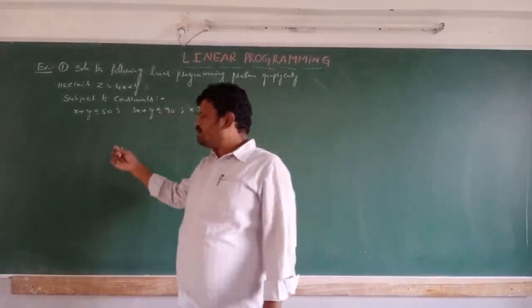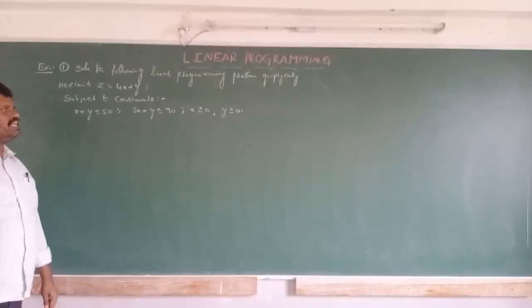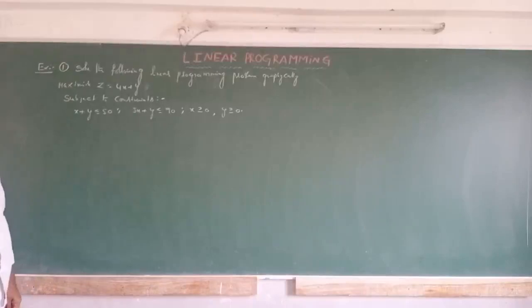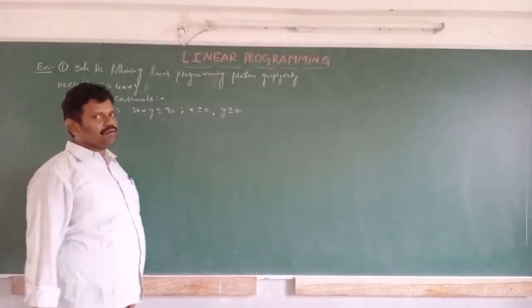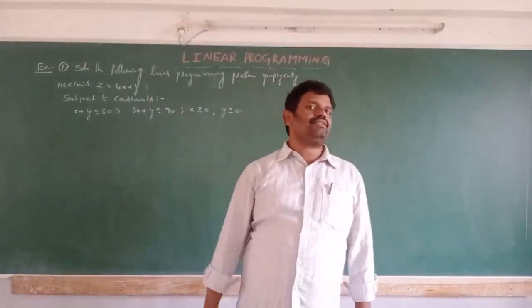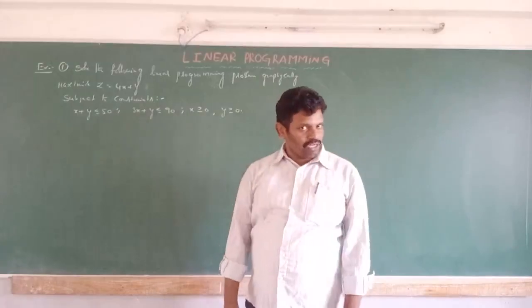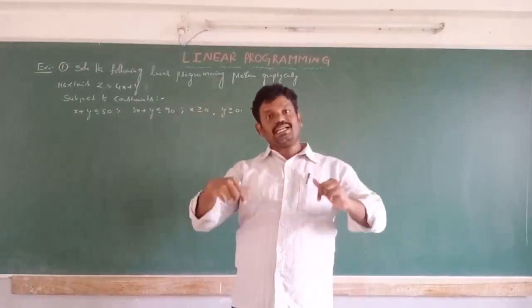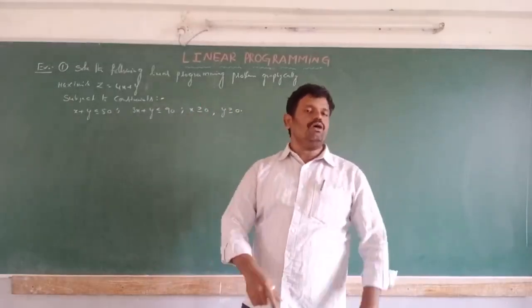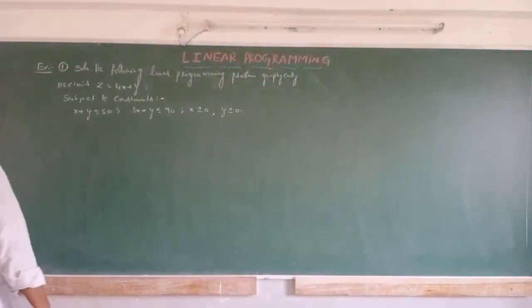Right, an example: solve the following linear programming problem graphically. Maximize Z is equal to 4x plus 5y subject to constraints. Previously I explained one example theoretically. Those types of questions are in the second exercise, where the data is given and we convert it into a mathematical formulation. But in the first exercise the mathematical formulation is directly given, and we directly draw the graph.